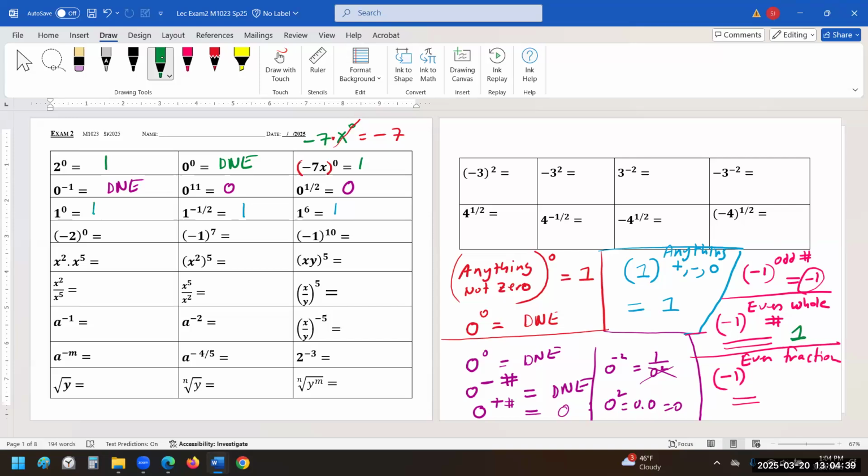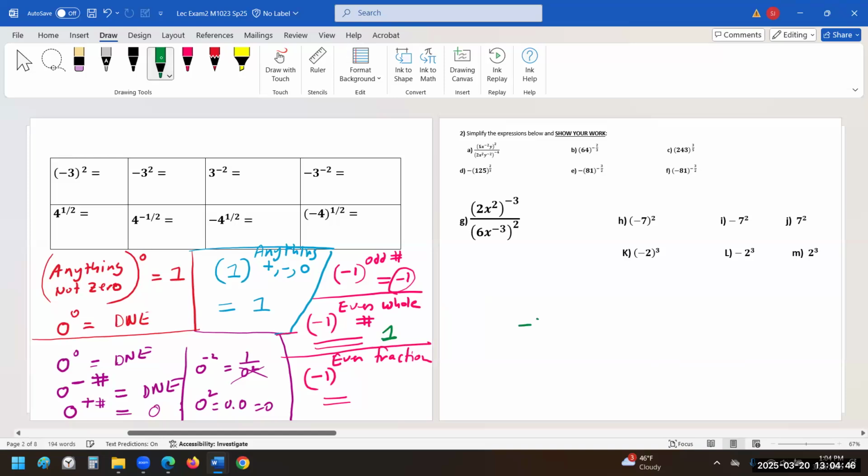Now, what happens when you have negative 1 to an even fraction? For example, let's say you have negative 1 to the 1/2 power. 1/2 is an even fraction, right? Because our denominator is even. Now, 1/2 means which root? Fraction power means radical, right? So which radical do we have here? Square root. What is the square root of negative 1? Doesn't exist because it's imaginary.